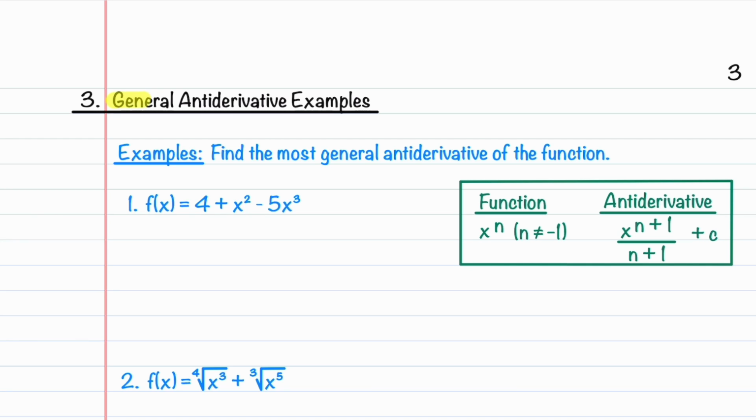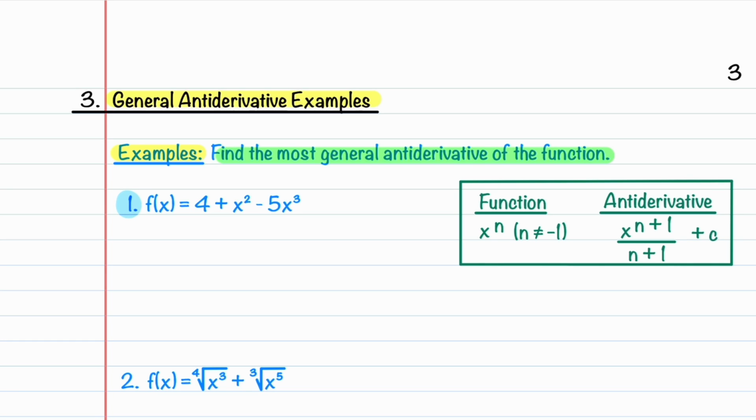We're going to walk through 5 very common general antiderivative examples, and I'll show you everything you have to think about when you're doing these types of problems. In these examples, we are going to find the most general antiderivative of the function. That means that we're going to have to include a plus c with our answer.